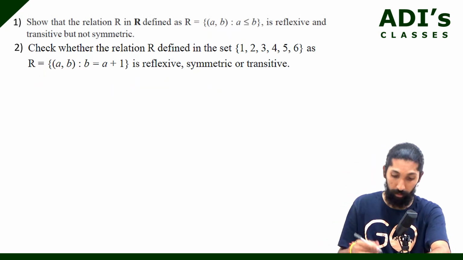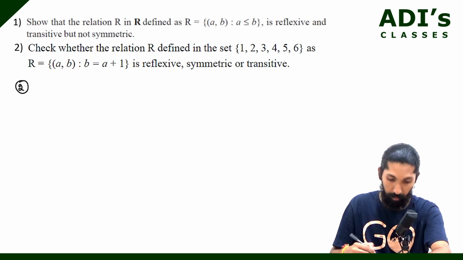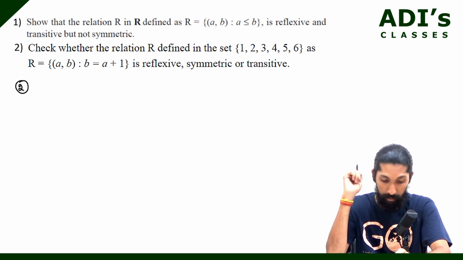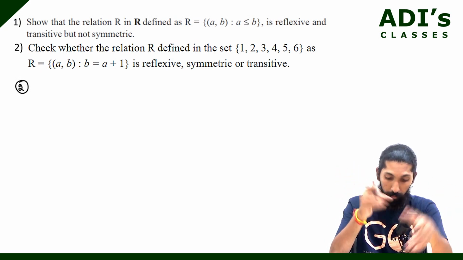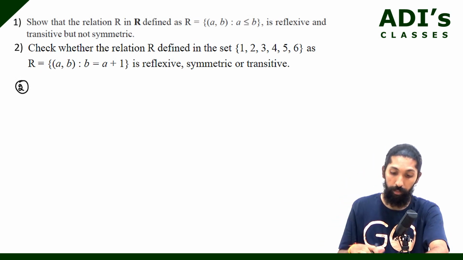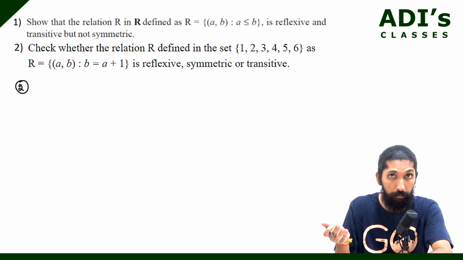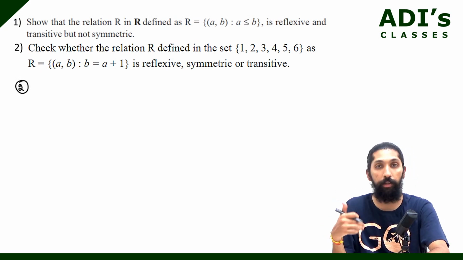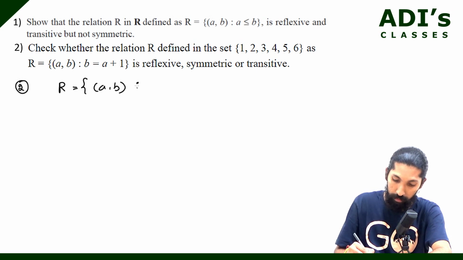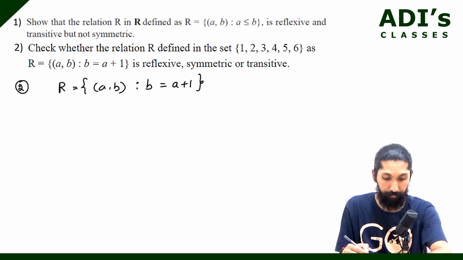See, for the second question now, check whether the relation R defined in the set {1, 2, 3, 4, 5, 6} as R = {(a, b) such that b = a + 1}. So we need to check whether it is reflexive, symmetric or transitive, correct? Now what do we have? R = {(a, b) such that b = a + 1}, correct?